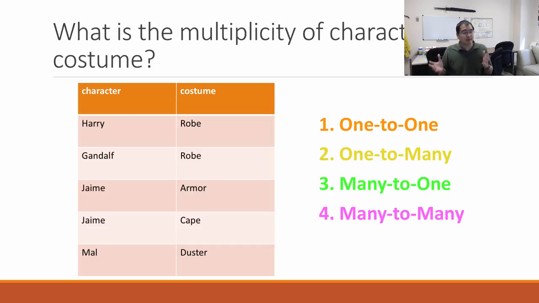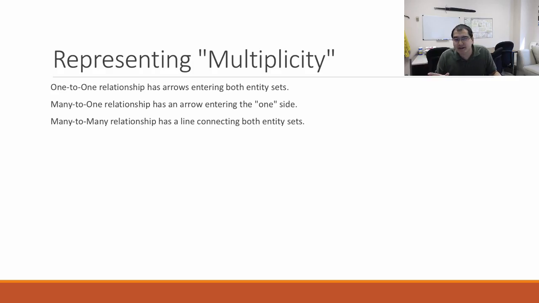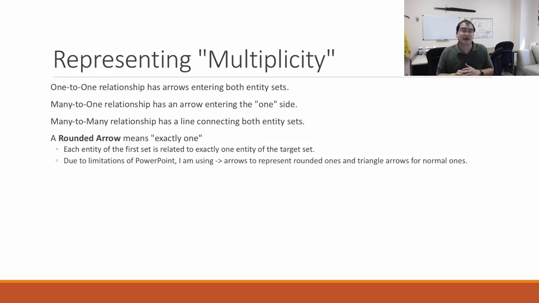Okay, so how do you represent multiplicity? Well, I already mentioned this a little bit, but I want to be really explicit about it. A one-to-one relationship has arrows entering, aka pointing at both entity sets. A many-to-one relationship has an arrow entering the one side. And a many-to-many relationship just has two lines without arrowheads connecting the entity sets. However, there's another little added fun bit here: a rounded arrow means exactly one. So each entity in the first set is related to exactly one of the target set.